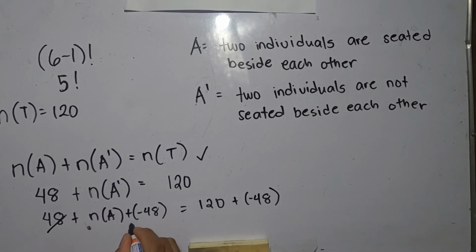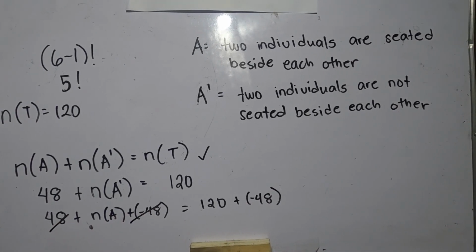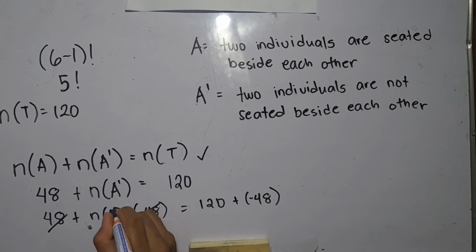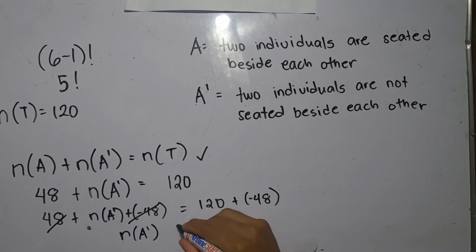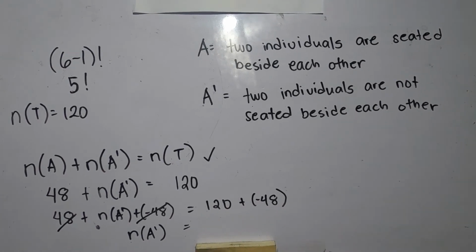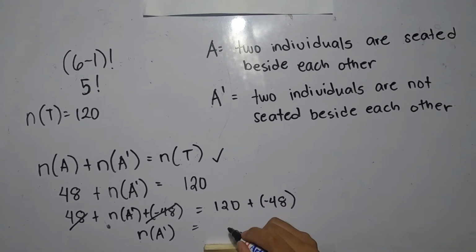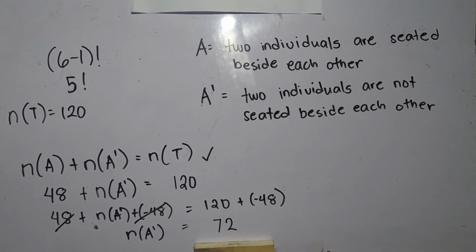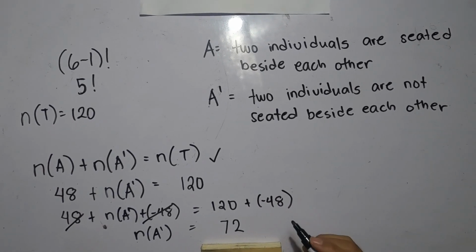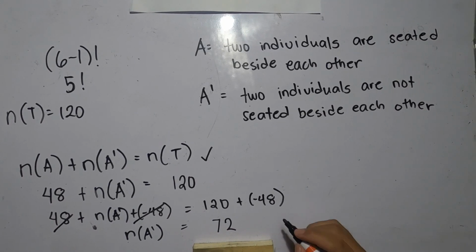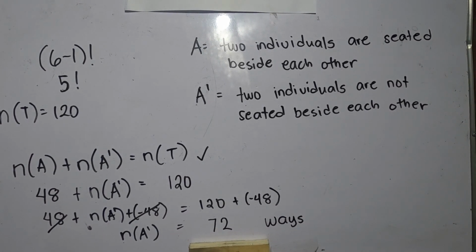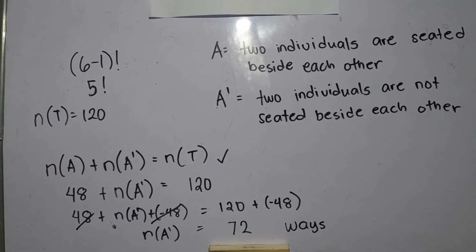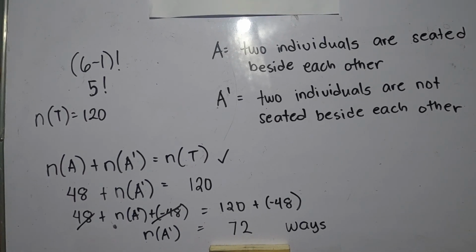So, what will remain at the left side of the equation is n of a prime. So, 120 plus negative 48, that is equal to 72. And this 72 represents the number of ways for those two individuals not to be seated beside each other.